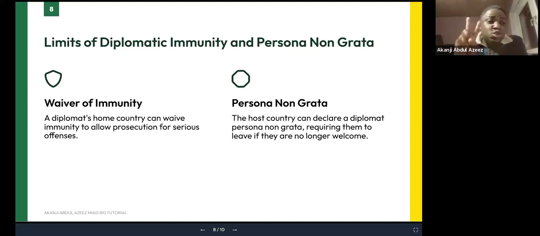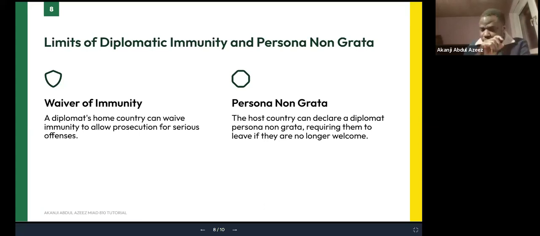So that is two ways to limit diplomatic immunity, rather. Listen, persona non grata and waiver of immunity. These are the two ways to cancel diplomatic immunity. If you have a question or contribution, you can unmute yourself.